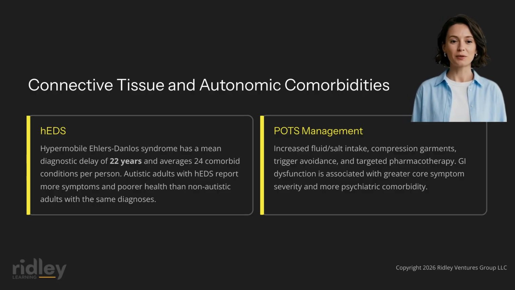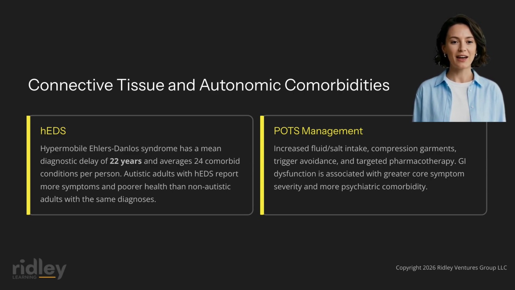Connective tissue and autonomic comorbidities form a second clinically important cluster. Hung and Margola's 2024 review in Nature Reviews Gastroenterology and Hepatology concluded that gastrointestinal dysfunction in autism isn't merely coincidental. Rather, it's associated with greater core autistic symptom severity and more psychiatric comorbidity, and it warrants proactive evaluation in patients presenting with feeding selectivity, behavioral escalation, or unexplained pain.